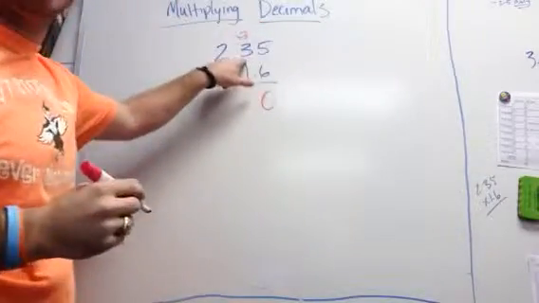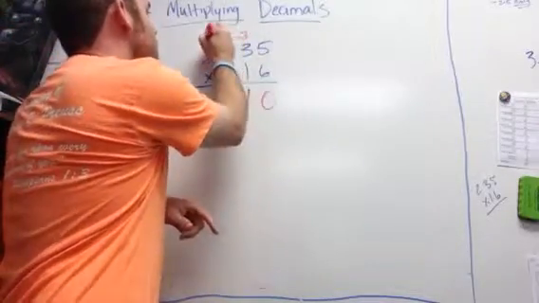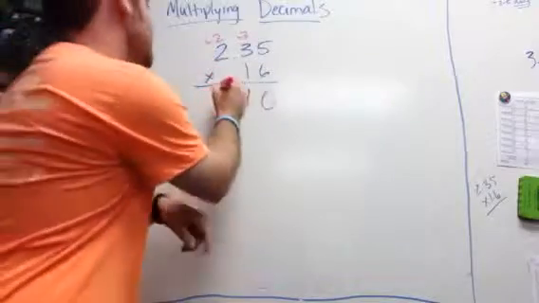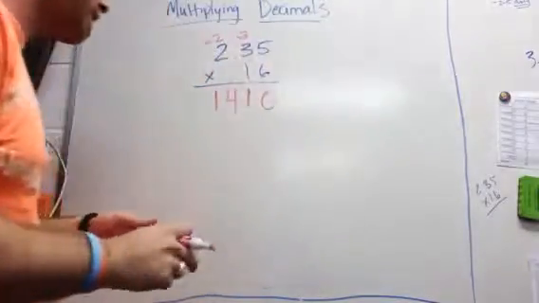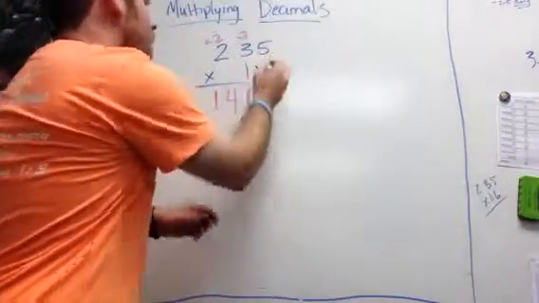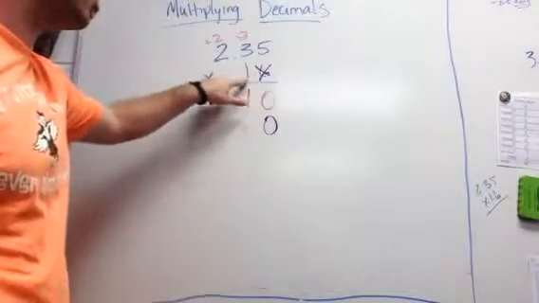6 times 3 is 18. Plus 3 is 21. Carry my 2. 6 times 2 is 12. Plus 2 is 14. So that's my first row of work. Now I'm done with that 6. And so when I look at my work down here, I know that there's no more things left in the 1, so I'm moving over to the tens.